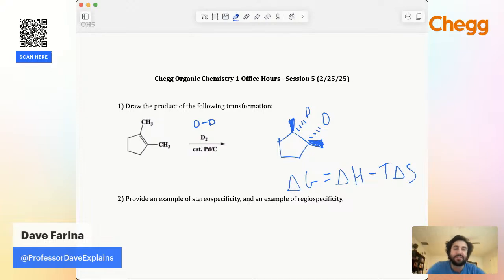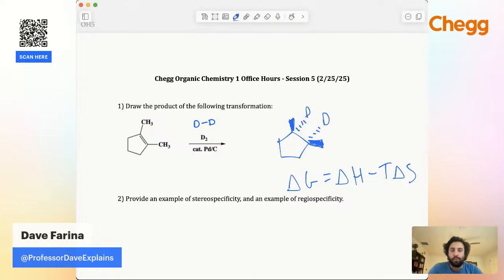Princess Akoto asks the difference between alkene and alkyne. So an alkene has one carbon-carbon double bond. An alkyne has at least one carbon-carbon triple bond. So we will see many alkenes and also a couple of alkynes today.